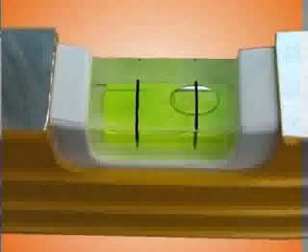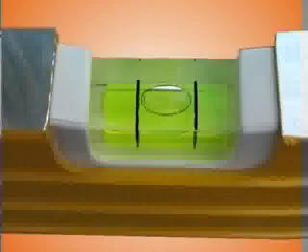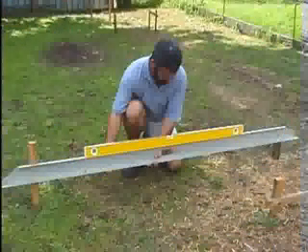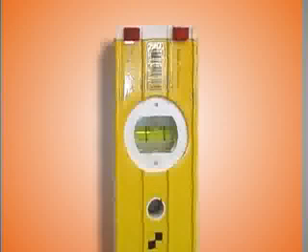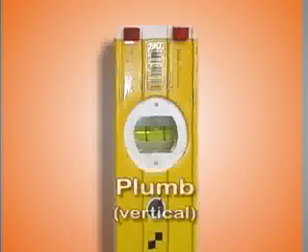Each tube is almost completely filled with liquid, leaving a bubble trapped inside. When the bubble is centered between the two lines marked on the tube, the level is giving a true reading. With the spirit level in a horizontal position, the reading is said to be level. When the spirit level is held vertically, the reading is said to be plumb.